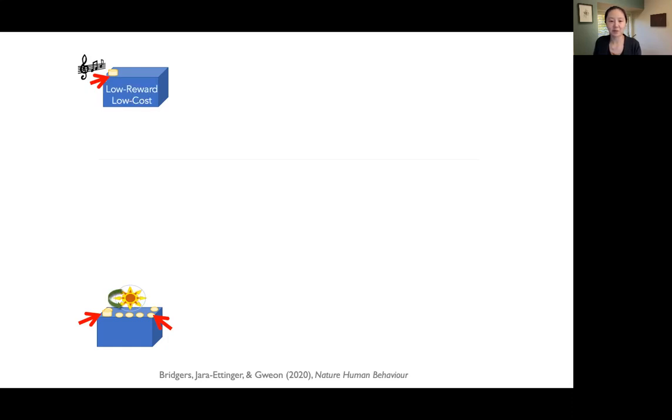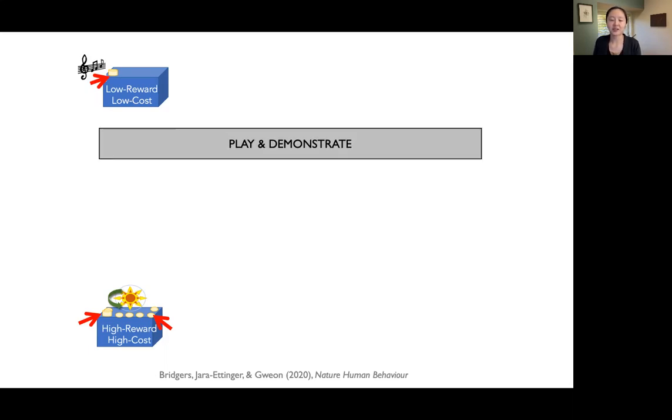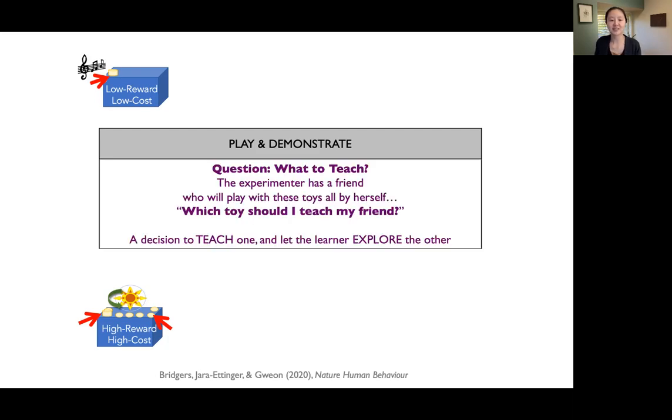So the top toy is what we call the low reward, low cost toy because it's really easy to discover how it works and it generates music that is kind of interesting, but not as exciting as this light up toy. So the bottom toy is what we call the high reward, high cost toy. So children had a chance to play with the toys and they learned how the toy works. So they took a short time to discover how the top toy works and took a long time to learn how this toy works.